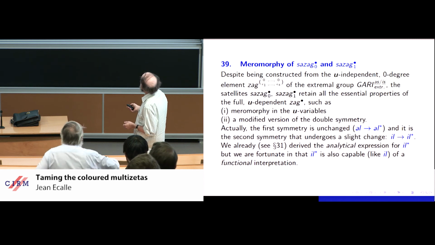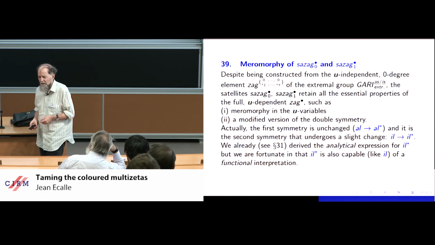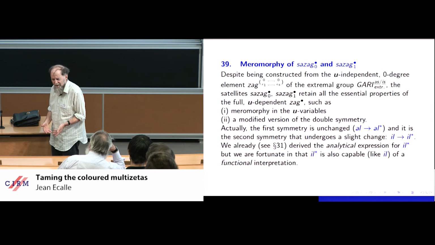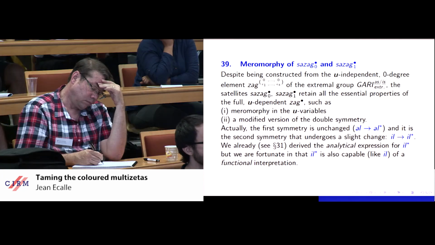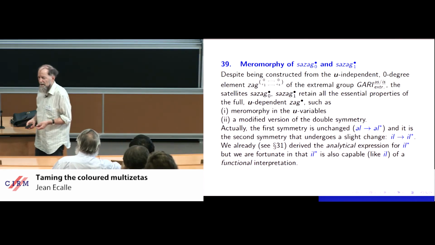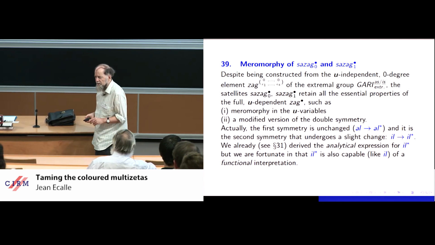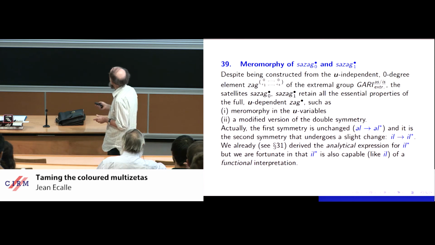So, surprisingly, given the way they were constructed, the satellites turn out to be meromorphic in hue. I say surprisingly because they are constructed from colors. It's not clear how colors could produce poles, but this is the way it is. And so the first symmetry is unchanged. The second one is modified, but there is still a functional expression, not only an analytical expression, which we mentioned a moment ago, but a functional expression like alternality.